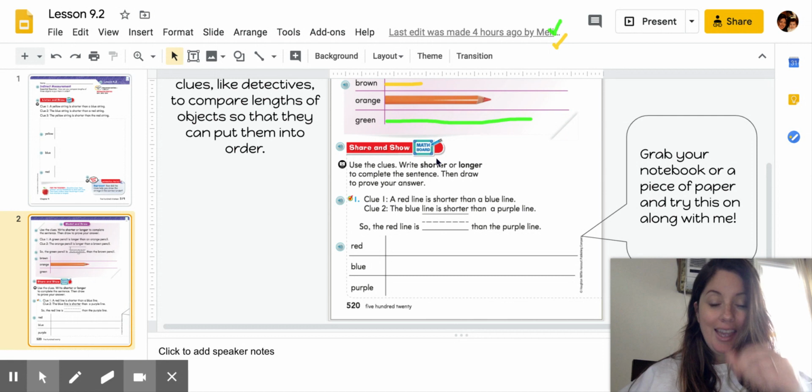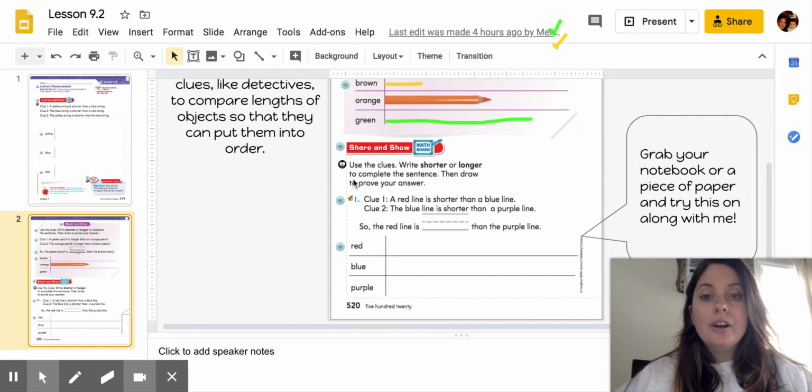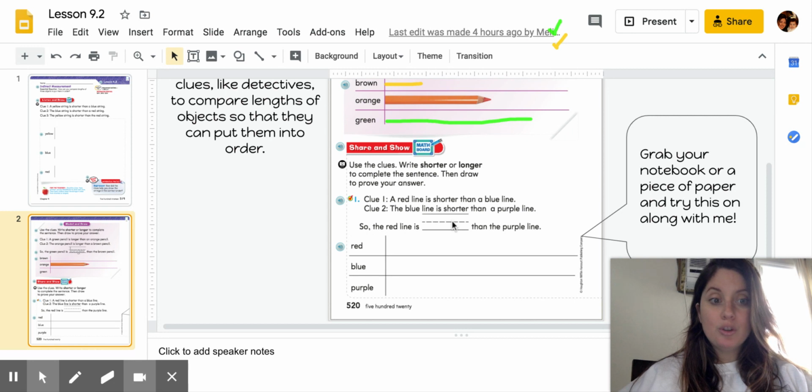Okay, let's read this together. Use the clues. Write shorter or longer to complete the sentence. Then draw to prove your answer. All right, so I have to read the clues, and I have to use the word shorter or longer here to complete my sentence. And I need to draw to prove my answer. Okay, so clue 1, a red line is shorter than a blue line.